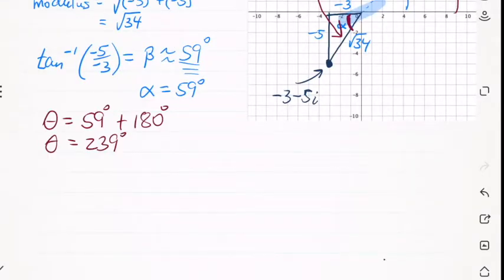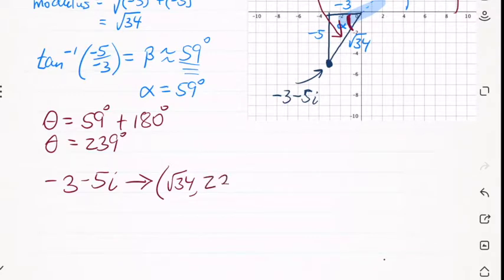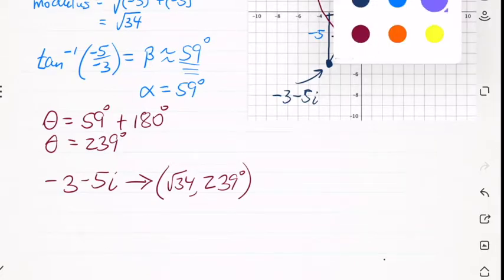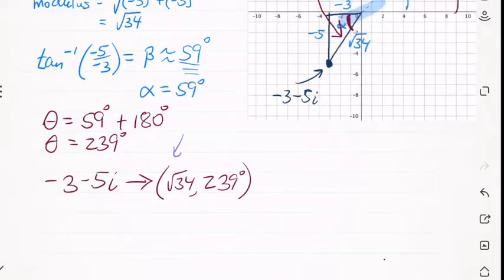So the polar form of my complex number, negative 3 minus 5i, gets converted into the polar form of square root of 34 and the angle of 239. And just again for labeling purposes, the square root of 34 is called the modulus, and the 239 is the argument.